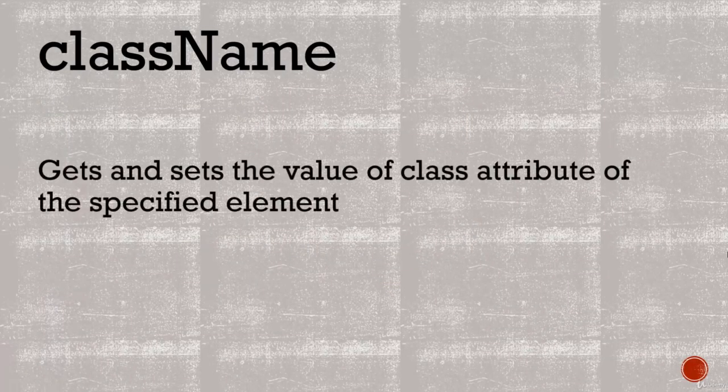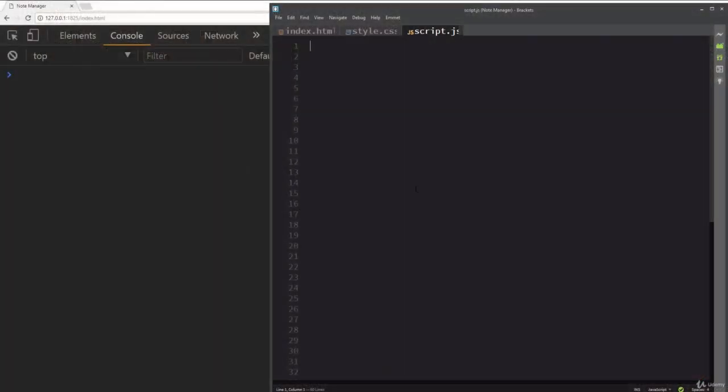Let's talk about the className property. It sets or returns the class name of an element. In other words, it sets or returns the value of an element's class attribute. The className property always returns a string value. Alright, let's open brackets and write some examples.